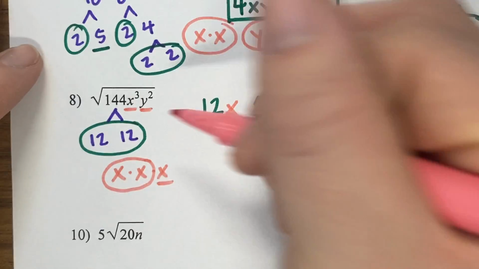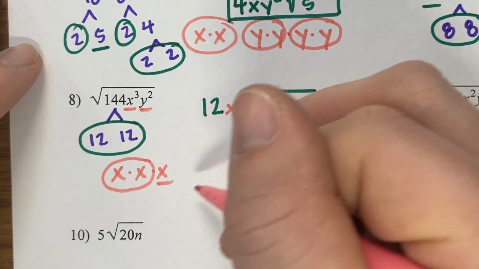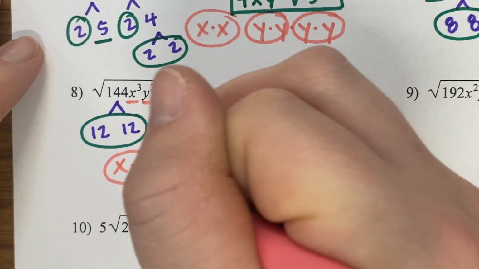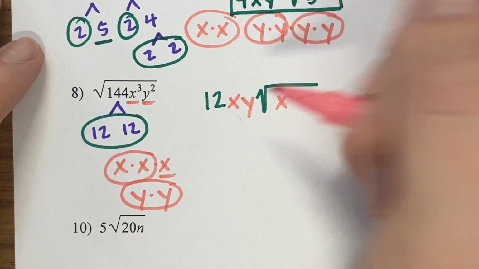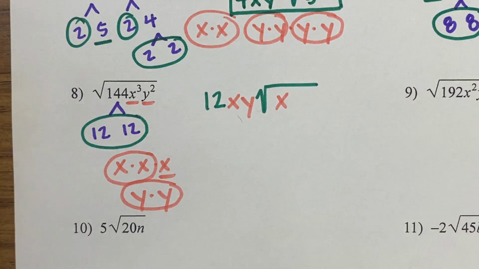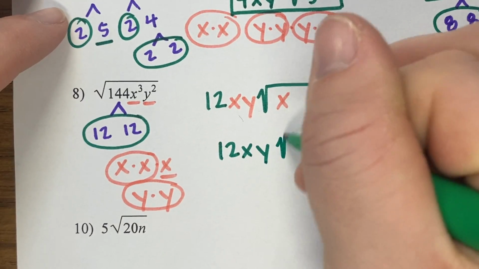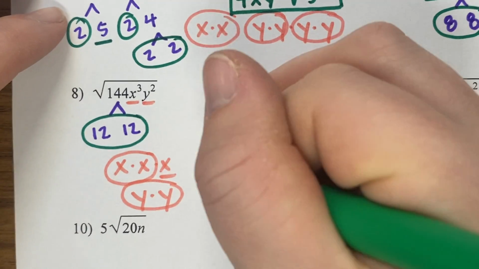Now let's just look at our y's. I have y squared, so y times y. These guys are nice. They can both pair up. They create one couple, and no y's had to stay inside. So our final answer for number 8, 12xy root x.